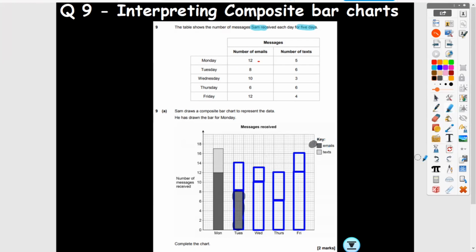So actually I could keep it the same. I didn't think I'd be able to keep it the same. So obviously you can see there that the darker color here is for emails, and then you've got the texts. So emails comes first, that's your bottom one, okay?